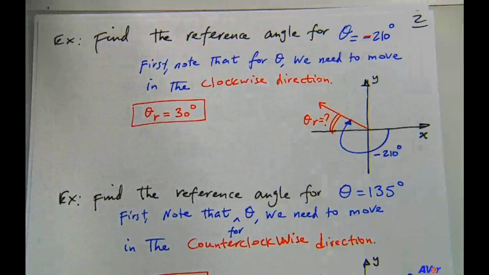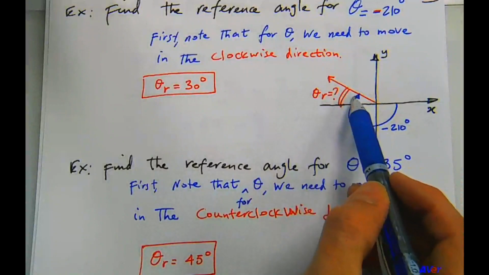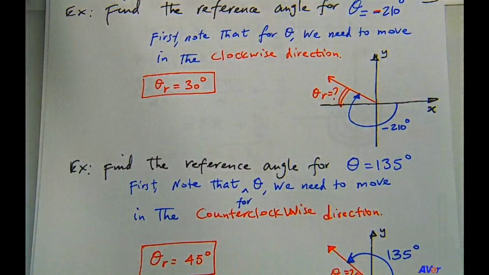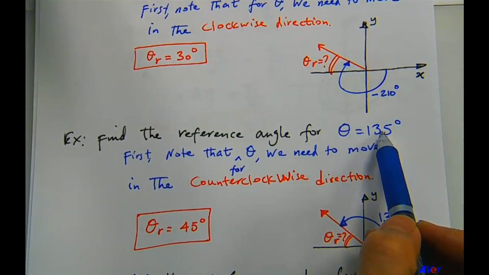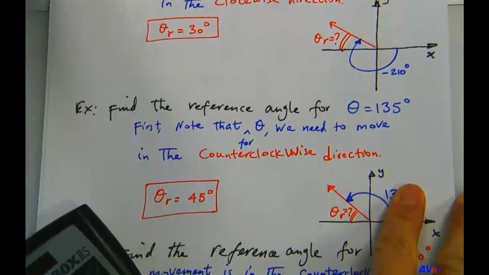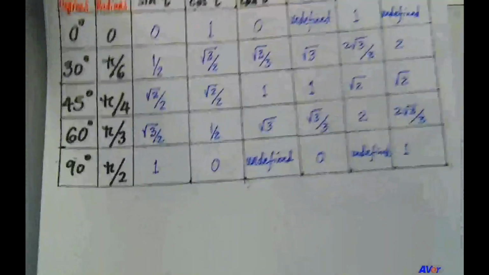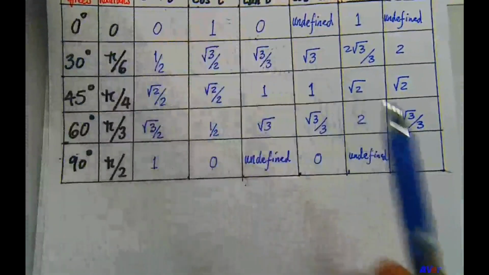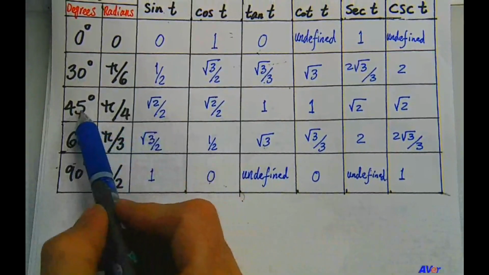But as far as the sine of this, we have to pay attention to which quadrant this is and what is the trigonometric function sine in that particular quadrant. Okay, for example, 135 degrees. So the reference angle for 135 degrees is 45 degrees. So, and in this table, right, in this table, I don't have any 135 degrees angle. But I do have 45 degrees angle.